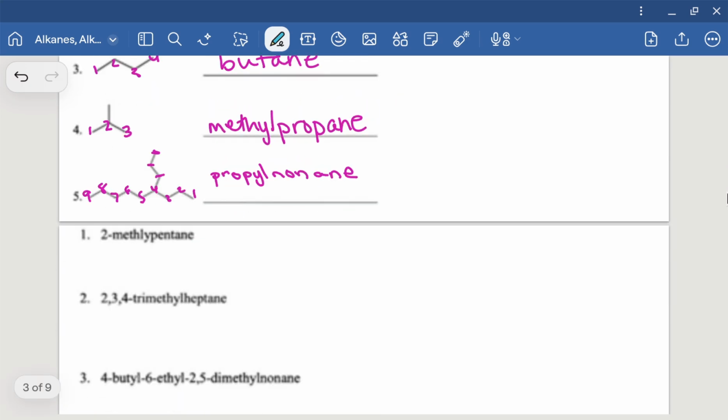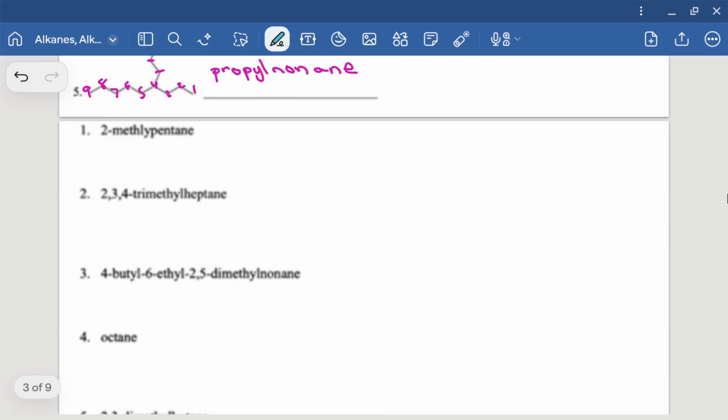Going the other way, if you have the name and need to draw, I will stick with drawing all line diagrams just because it's faster, and that's what this worksheet was doing. So I always start with the root, pentane. So we want 5 carbons, 1, 2, 3, 4, 5, and on carbon 2, a methyl group. This next one, heptane, is 7 carbons. So starting at carbon 1, 2, 3, 4, 5, 6, 7. On carbon 2, 3, and 4, you have methyl groups.